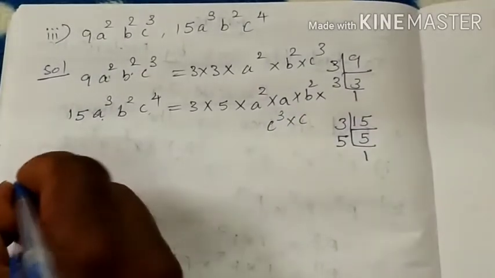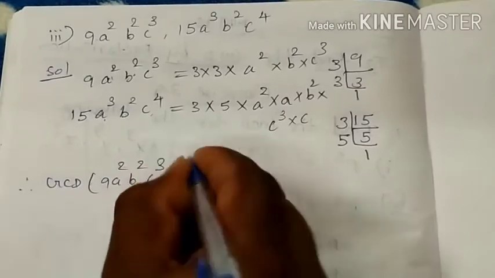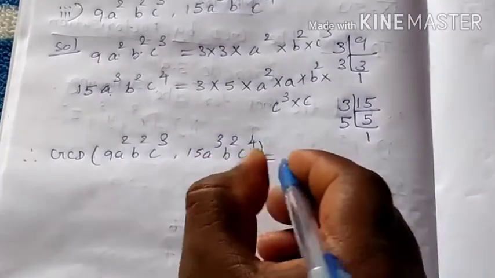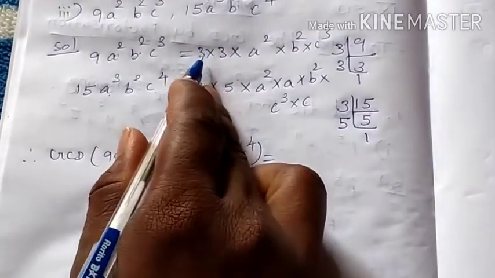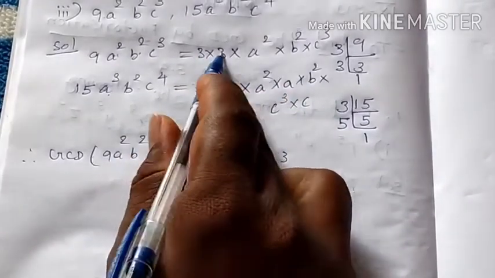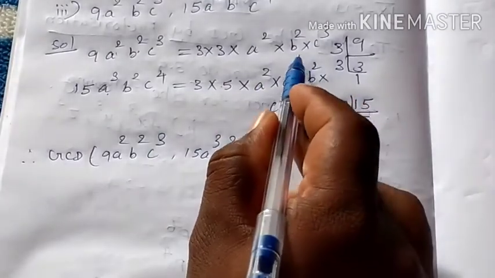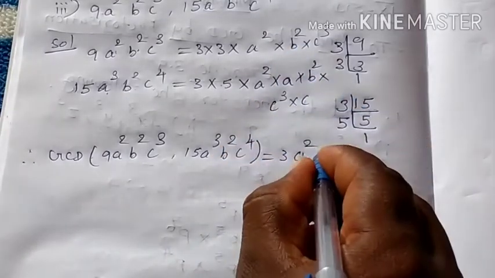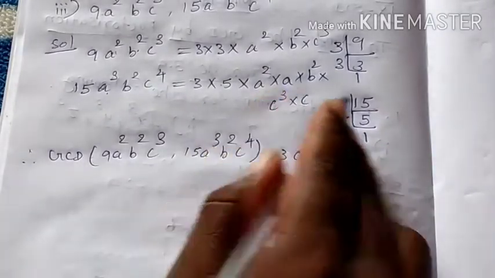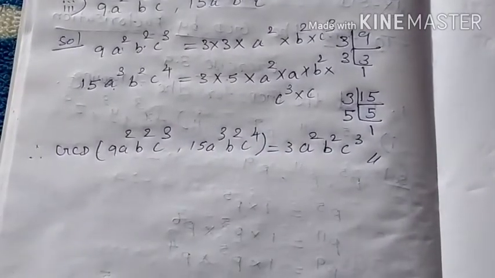Therefore, the GCD of 9a square, b square, c cube and 15a cube, b square, c power 4 is the common factor. Consider first the numerical term: 3 and 3, this is common. Then 3 and 5, this is not common. Next consider the variables: a square and a square, a square is common. Then b square and b square, b square is also common. Then c cube is also common. The remaining terms are not paired. That's all. This is the GCD of the given factors.